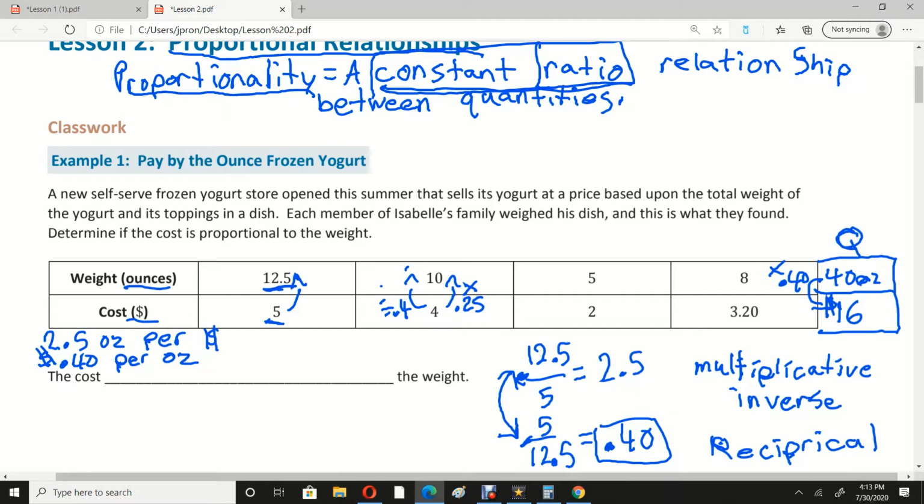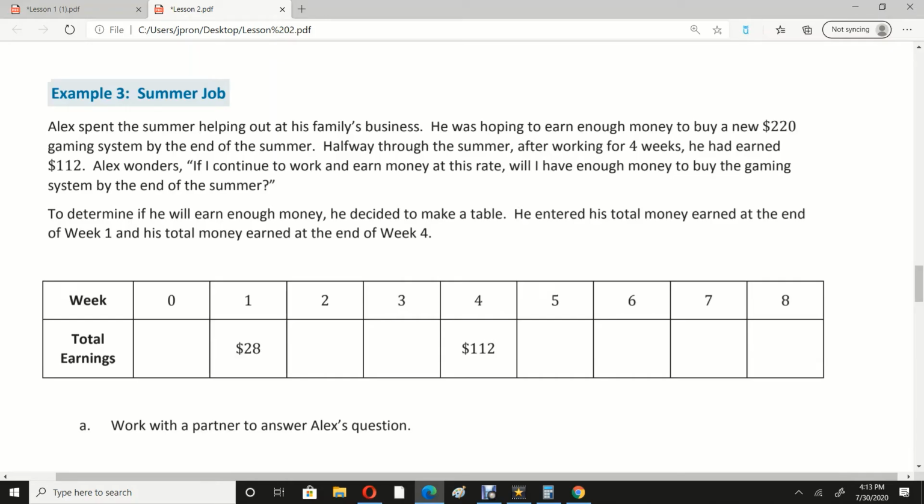But either way you think about it, you would be right. Both of these things are true. It is both 40 cents per ounce, and you can get 2.5 ounces for every dollar. So I hope that was perfectly confusing. Let's move on. Go down to example 3 now.